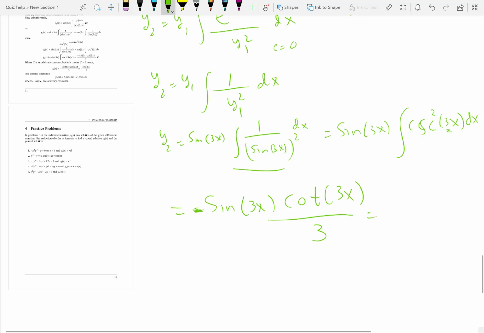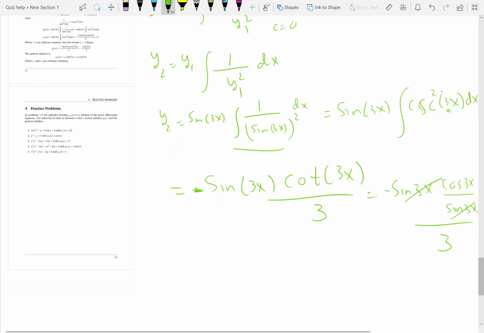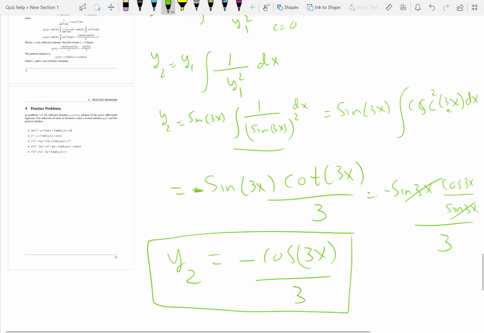So here, negative sine 3x, and cotangent is actually cosine over sine, right? So cotangent is cosine 3x over sine 3x, divided by 3. So sine 3x cancels out. What we really get is negative cosine 3x over 3. This is y2. So I simplified my y2 as much as possible. This is really an extraordinary problem because you have to use a trig identity. So it's a little bit tough, but it's not a trig identity that is not obvious. So you should know what is 1 over sine, what is 1 over cosine, those things.